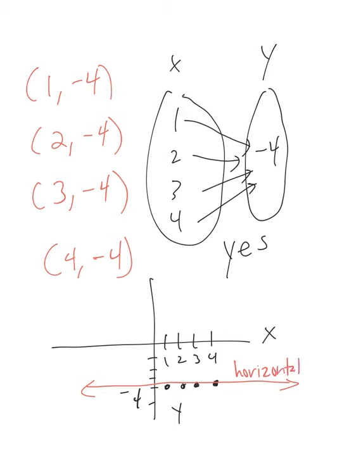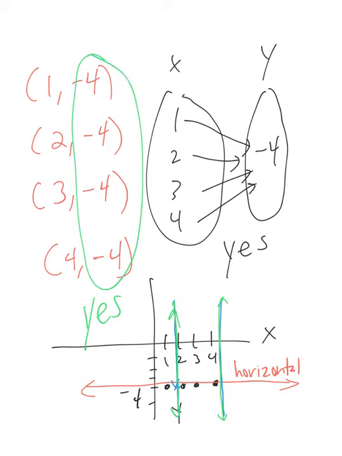If I take my pencil and I try and draw a line through this red line, how many times did that blue line hit the red line? How many times did this green line hit the red line? Once. So this is a function because it passes the vertical line test. You agree that the green line only touches the red line once? So that's why it passes. So even though you have the same y value, that is fine. Call this function y equals -4. And we'll get into that later.